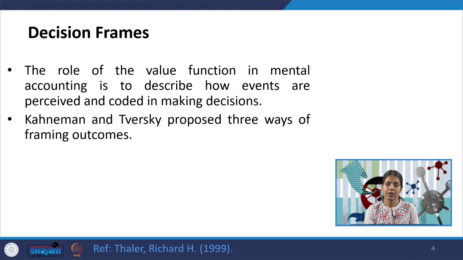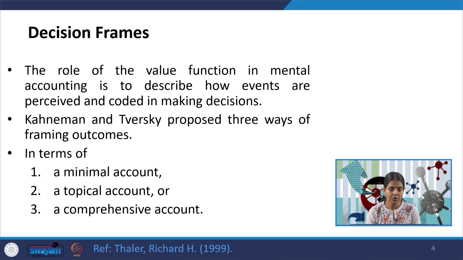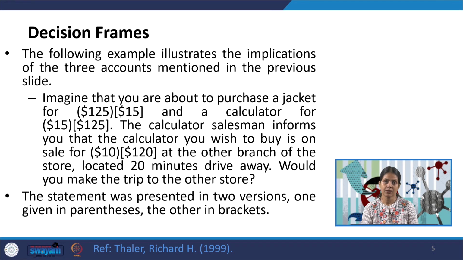Now, the role of the value function in mental accounting is to describe how events are perceived and coded in making decisions. Kahneman and Tversky proposed three ways of framing outcomes in terms of a minimal account, a topical account or a comprehensive account. The following example illustrates the implications of the three accounts mentioned in the previous slide. Imagine that you are about to purchase a jacket for $125 or $15 and a calculator for $15 or $125.